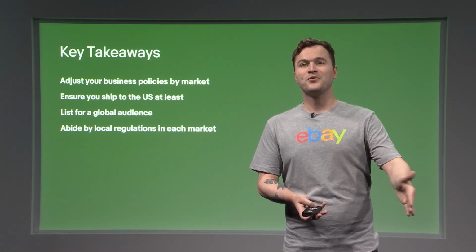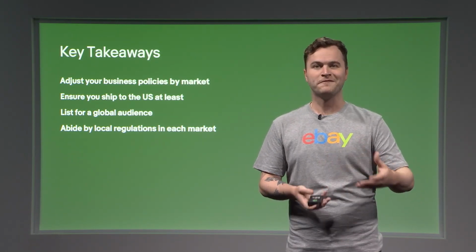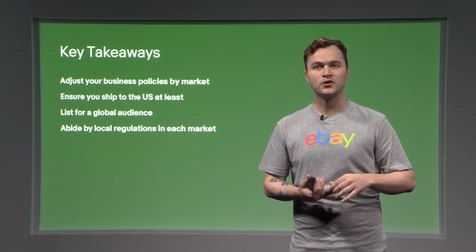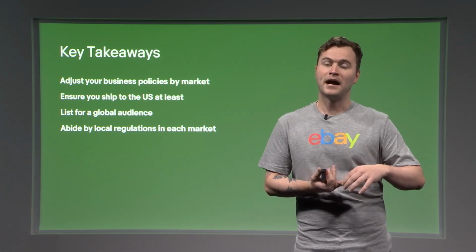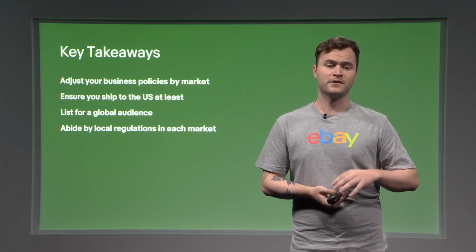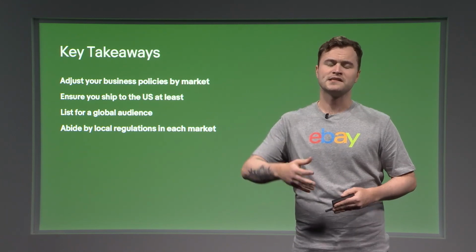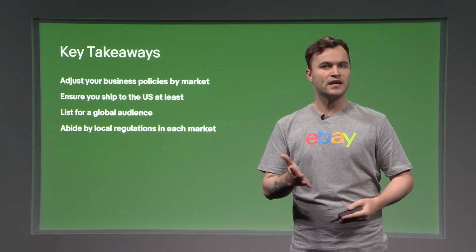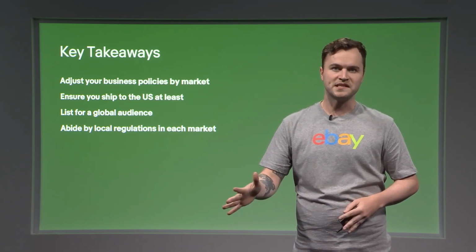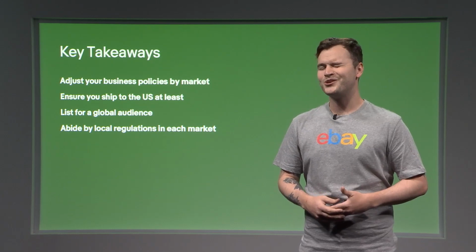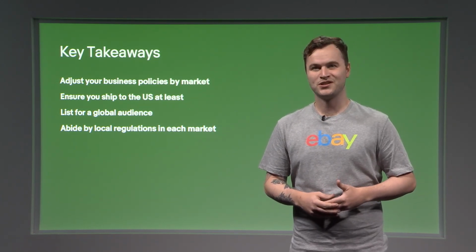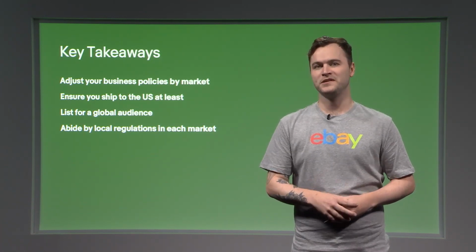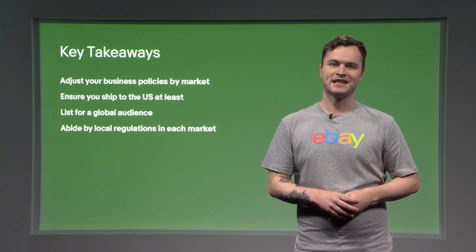So some of the key takeaways from the last 25-30 minutes together. When you're thinking about shipping globally, you want to make sure you're adjusting your business policies by market. You want to make sure that the different shipping needs and return policies are all being reflected in your business policies and that you're changing it according to the idiosyncrasies of each market. You want to make sure you are at the very least shipping to the United States. That is foundational. That is roughly 50% of all eBay Canada sales. So you want to make sure you're accessing that market.